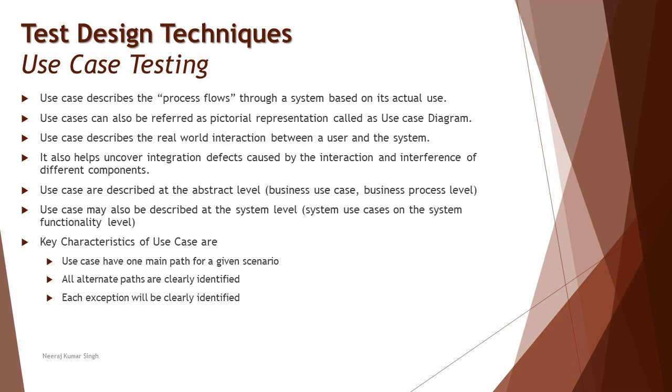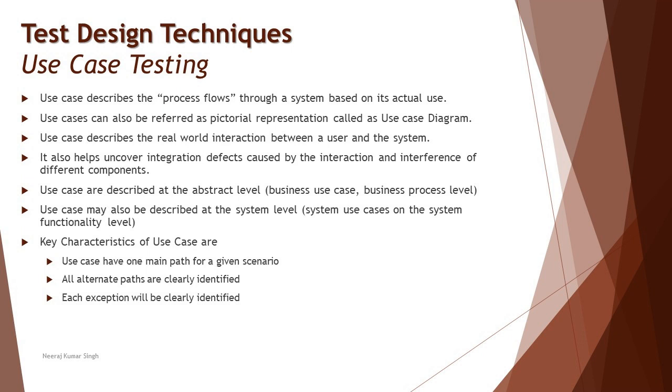Now, use cases are generally written at the abstract level, that is, at the business use case level, where we don't write concrete steps, unlike our test cases. We write it more at the high level. Now, the key characteristics of a use case generally include these options.